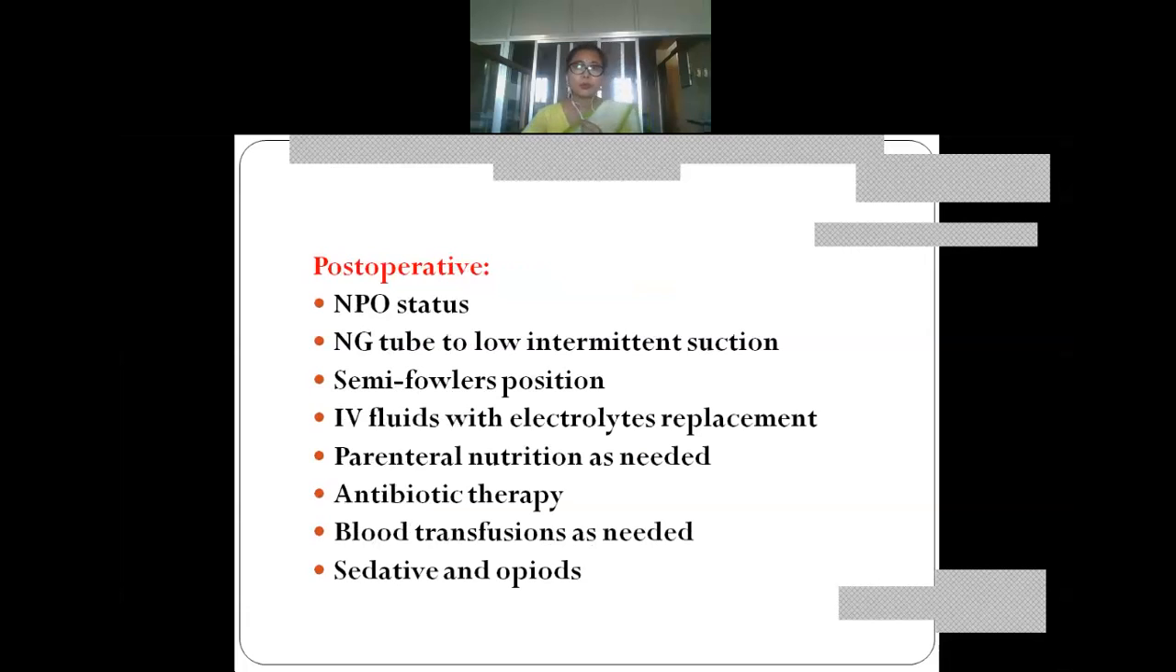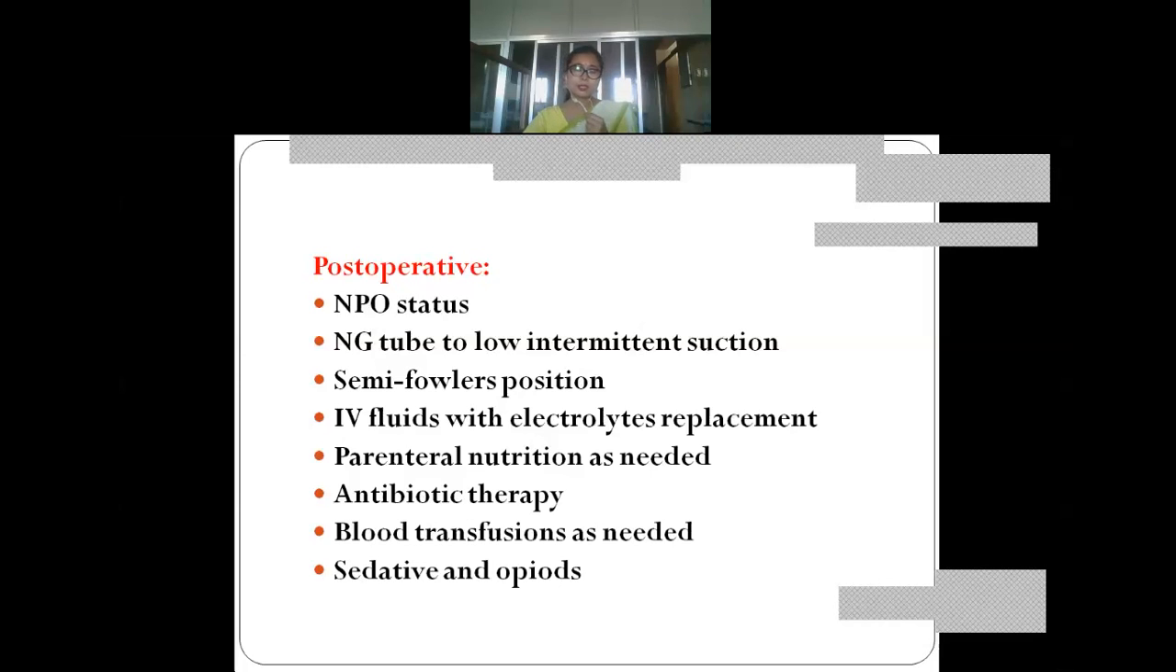And in the post-operative period, right after the surgery, patients should be kept in NPO status, and the nasogastric tube to low intermittent suctioning should be continued, and place the patient in semi-Fowler position, and IV fluids with electrolytes replacement, and parenteral nutrition as needed.